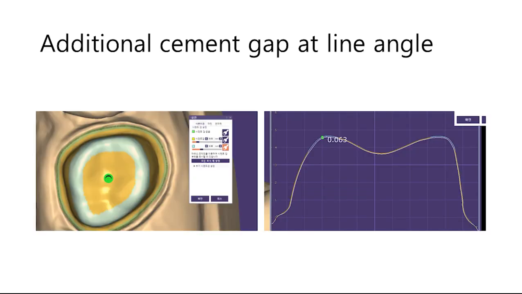The second was to give the line angles an additional cement gap corresponding to the machining error. The machining error of the line angle can be reduced, but not eliminated. So, I tried machining with a cement gap of 60 micrometers for the line angle and 30 micrometers for the rest, which is less than the 50 micrometers I gave in the previous experiment.